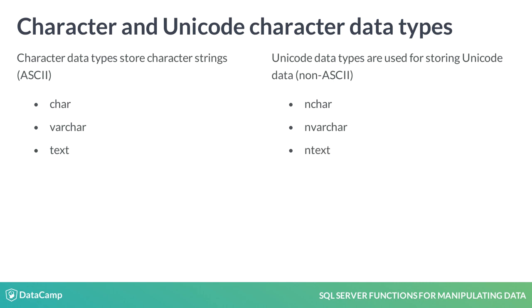ASCII and Unicode are standards for representing characters in a computer. ASCII types are used to store strings with English characters. With Unicode types, you can store characters from all languages around the world, like Japanese.